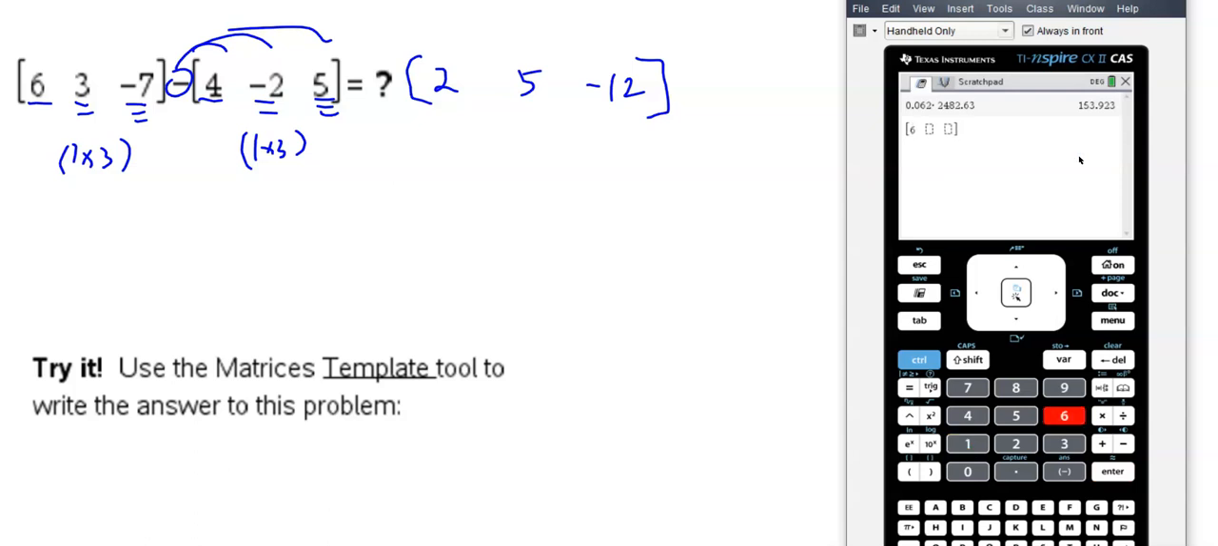So if we type this in, this would be 1 by 3. So 6, 3 and negative 7, and then minus another 1 by 3. I'm going to use that same template. This would be 4, negative 2, and 5. And you get 2, 5, negative 12. So when you add or subtract a 1 by 3 and a 1 by 3, you're going to get another 1 by 3, by the way.